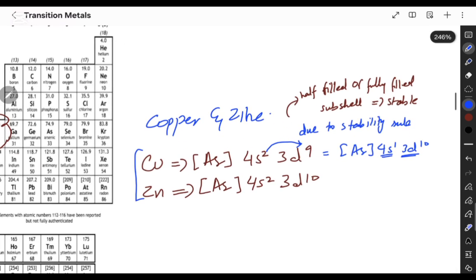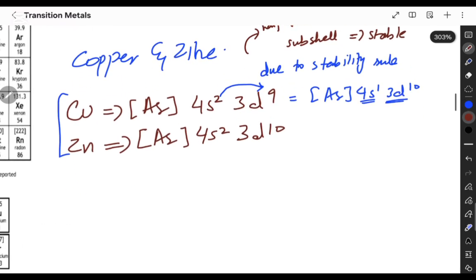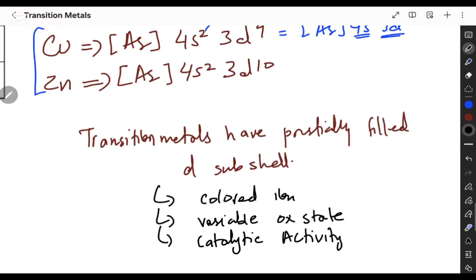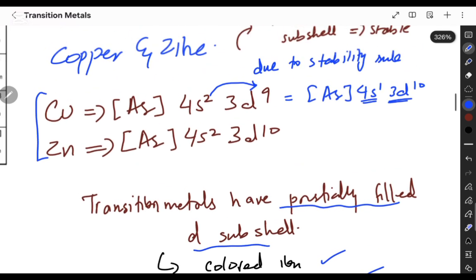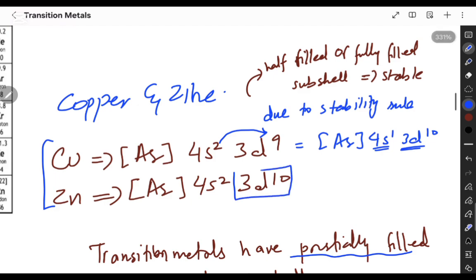Alright, so this is the electronic configuration. Now notice we have the definition of transition metals. Transition metals have a partially filled d subshell. That would be responsible for the following things that transition metals have: colored ions, variable oxidation state, and catalytic activity. All of this is because they have a partially filled d orbital. But now notice here that zinc actually has a complete d orbital. So we will see zinc is a bit weird. It doesn't show the things that a transition metal is supposed to show.